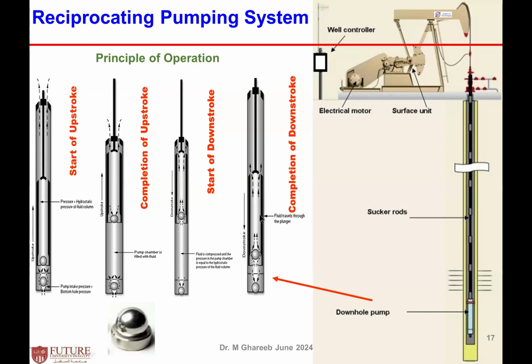Then the traveling valve moves down while it's open. Then all the fluid that already entered the pump is moving to above the pump, and we are back to the same situation as the first configuration of the pump. In this case, you have new fluid above the traveling valve, above the plunger, and the cycle will be repeated. All this cycle we call one stroke. One stroke means 50% of the time the stroke is going up, and 50% of the time it is going down. This is a pump cycle, a complete pump cycle.